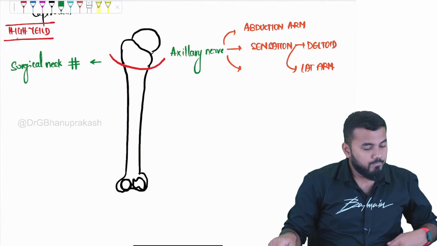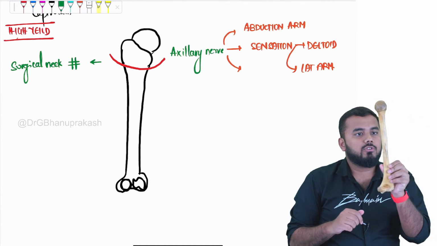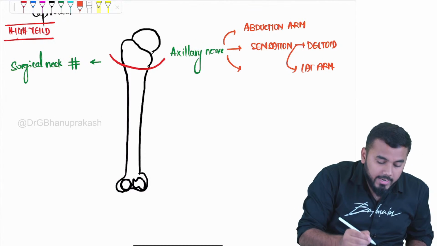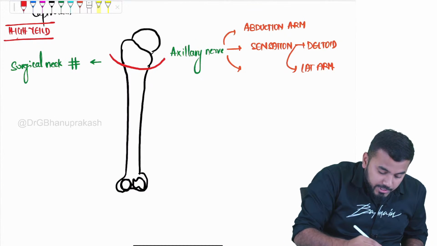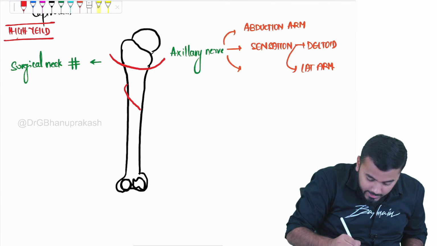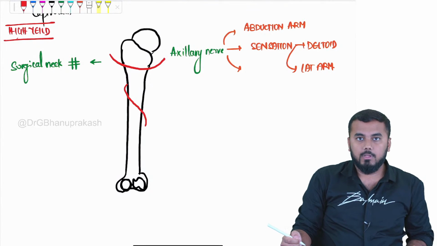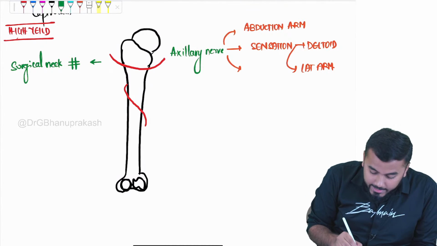Next important thing. On the surface of the humerus, I can find a round groove like this, going back. This is called the radial groove. Why is it called the radial groove? Because a special nerve called the radial nerve passes like this. So this is called the radial groove.